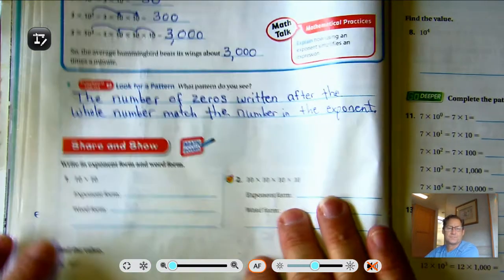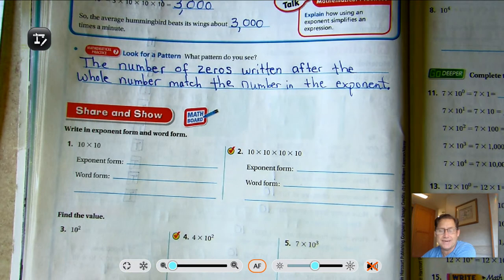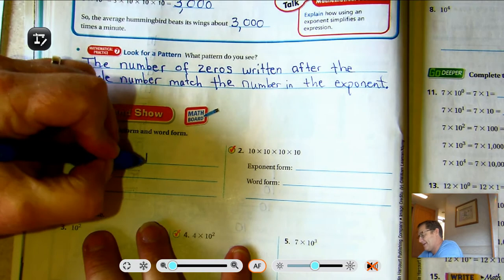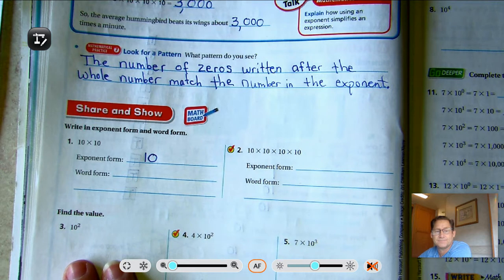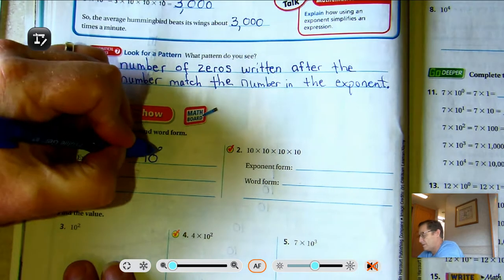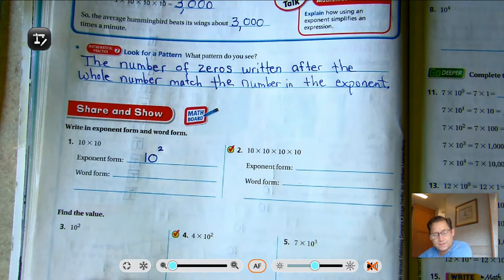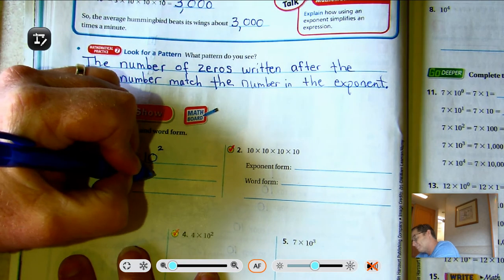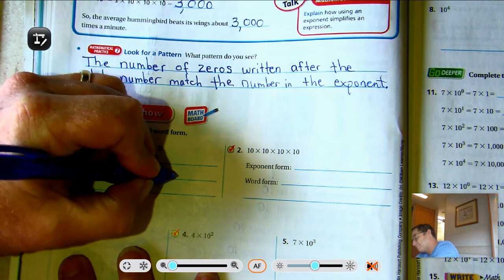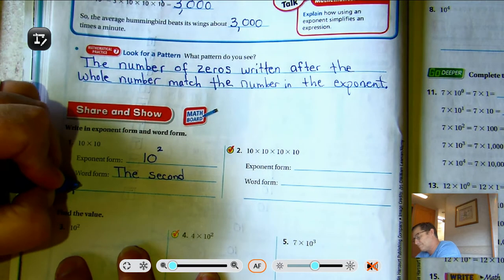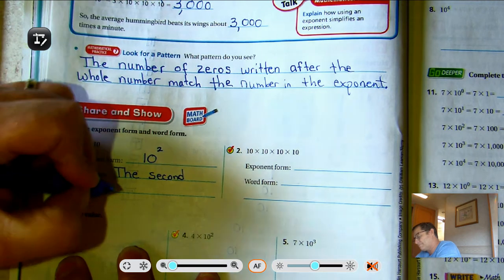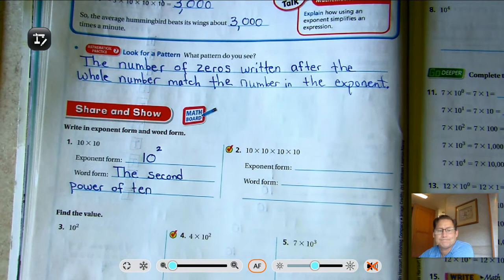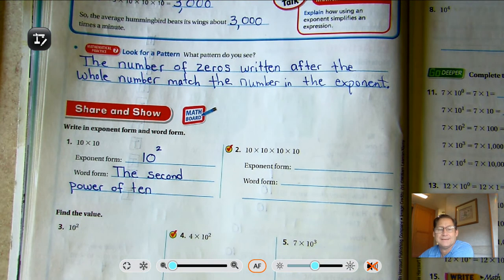So number 1, share and show. We have 10 times 10. So what's the exponent form? Well, the repeating base is 10. And how many 10s? 2. So that's the second power of 10.